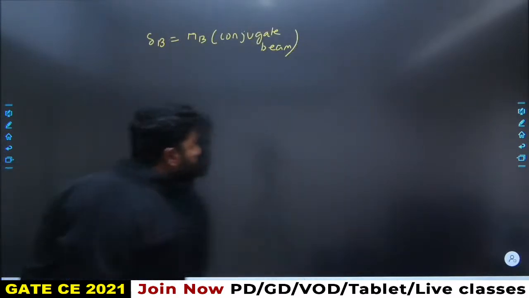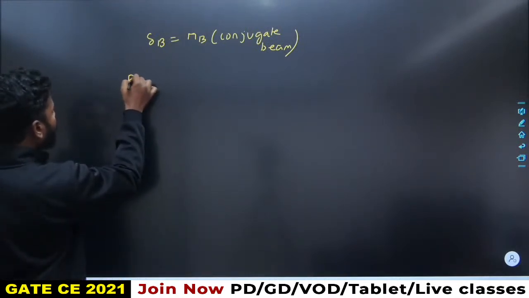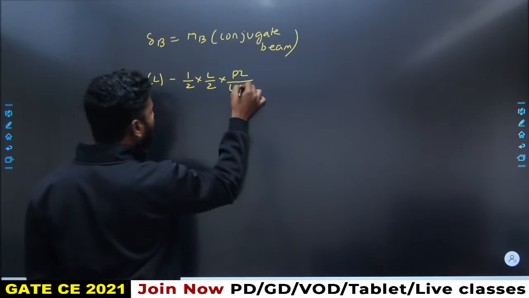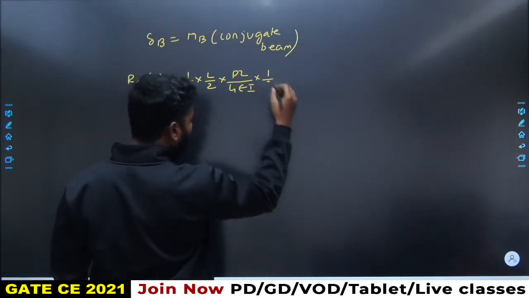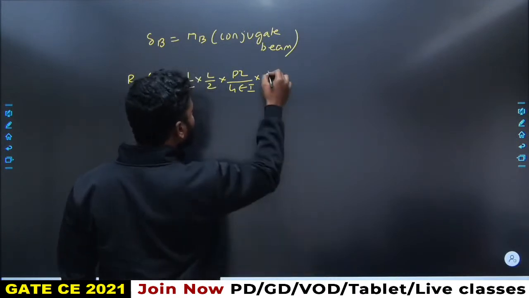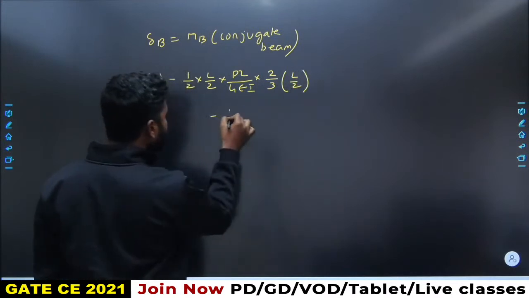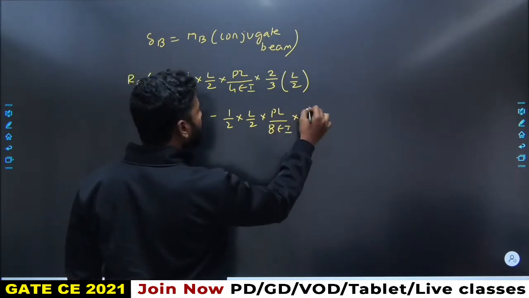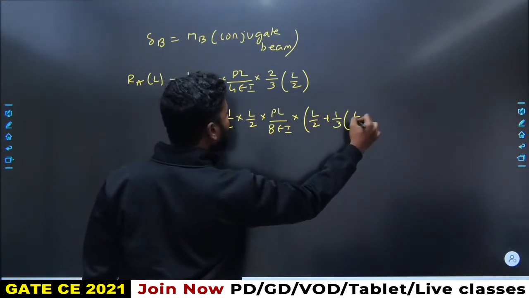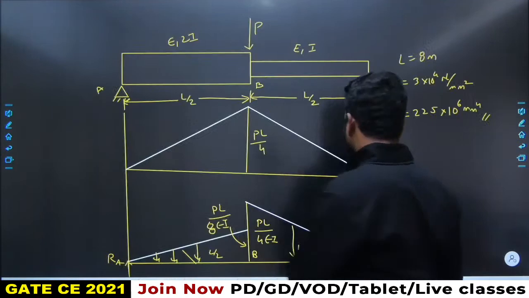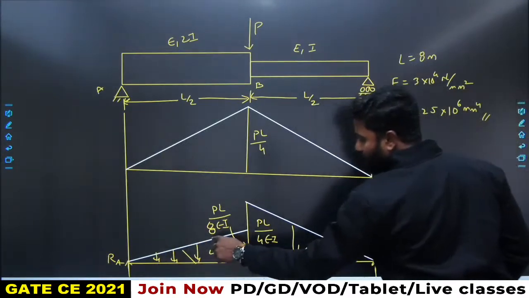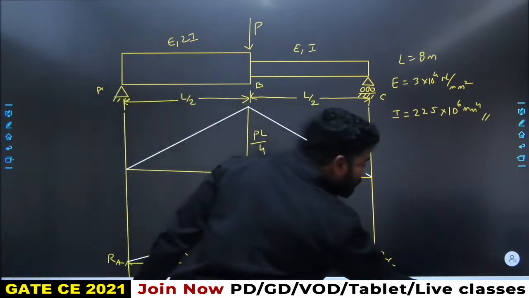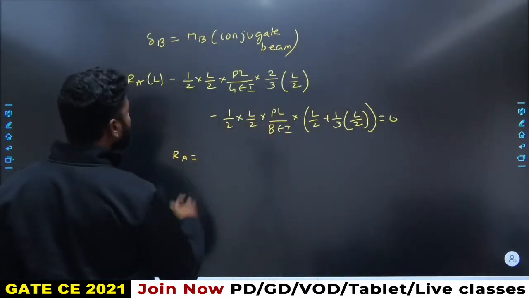If I take moments about C equals to 0, reaction at A multiplied with L, minus half into L by 2 into PL upon 4 EI multiplied with 2 by 3 times L by 2, minus half into L by 2 into PL upon 8 EI multiplied with L by 2 plus 1 by 3 times L by 2. Because of these areas, everything you have to take about this point.